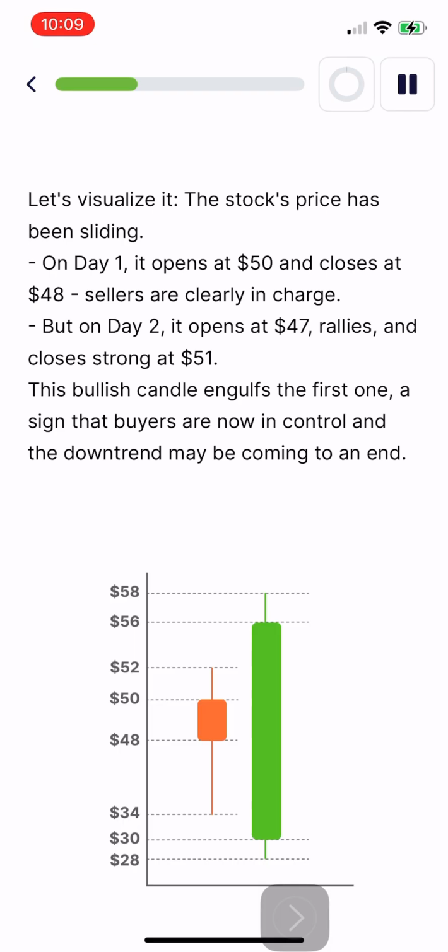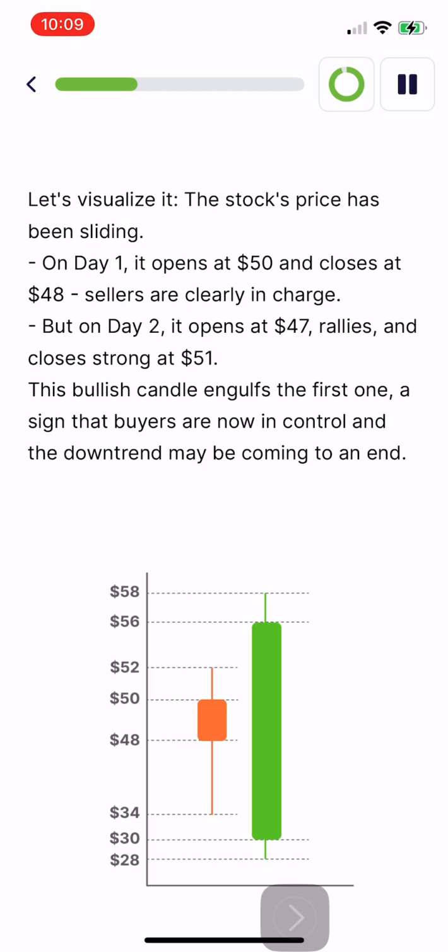Let's visualize it. The stock's price has been sliding. On day 1, it opens at $50 and closes at $48. Sellers are clearly in charge. But on day 2, it opens at $47, rallies, and closes strong at $51. This bullish candle engulfs the first one, a sign that buyers are now in control and the downtrend may be coming to an end.